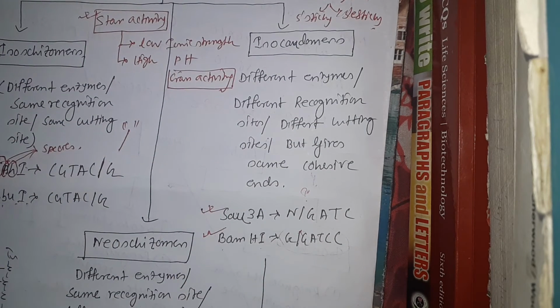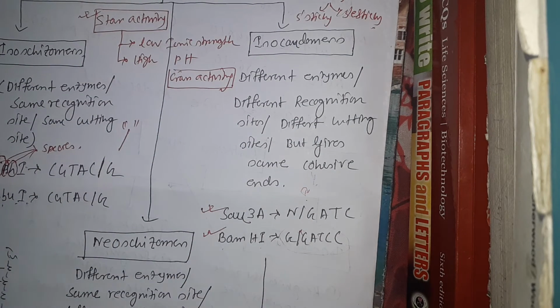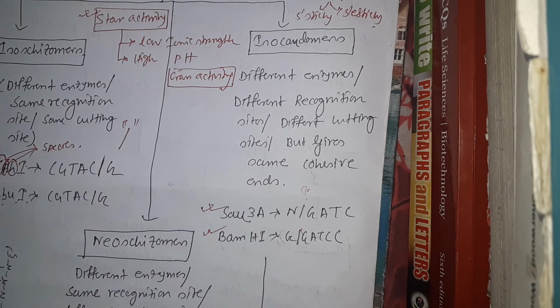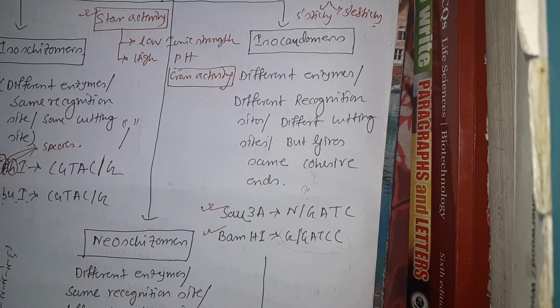So what are isocaudomers? Isocaudomers are simply pairs of restriction endonucleases that recognize different restriction sites and make their cuts in different locations, but it ultimately results in the same cohesive end, or you can say sticky end. So I hope it is clear.